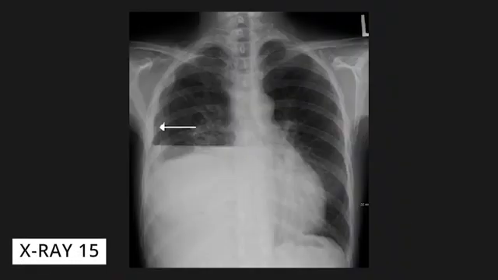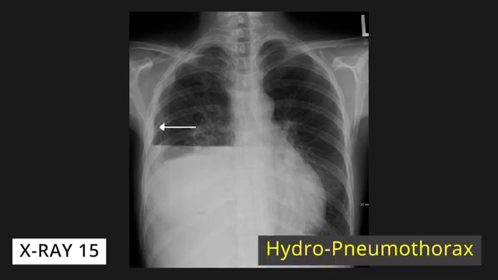Now in this X-ray, the arrow is pointing towards a thin black rim without vascular marking, suggesting pneumothorax. And you can also see the air fluid levels on the right side. So this X-ray is hydropneumothorax, which is most commonly seen in road traffic accident cases. So this was all about the breathing part.